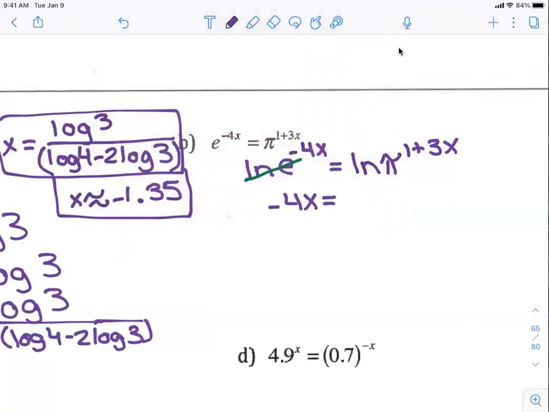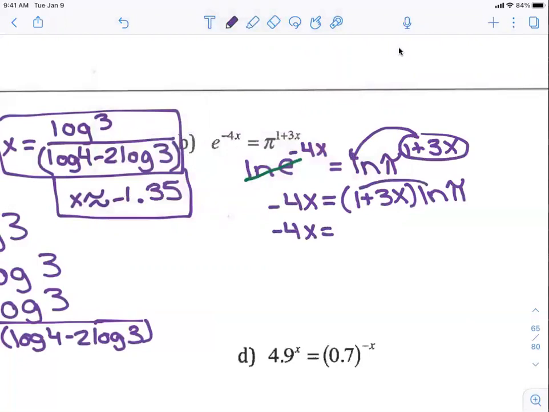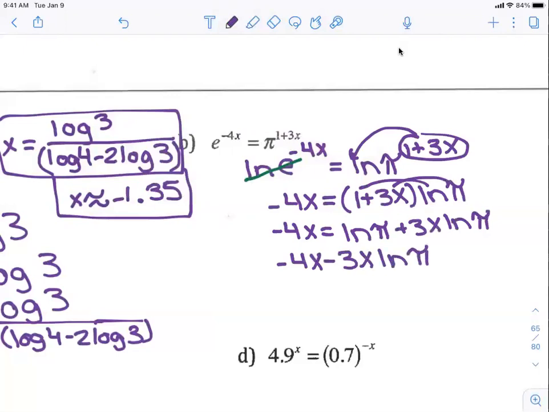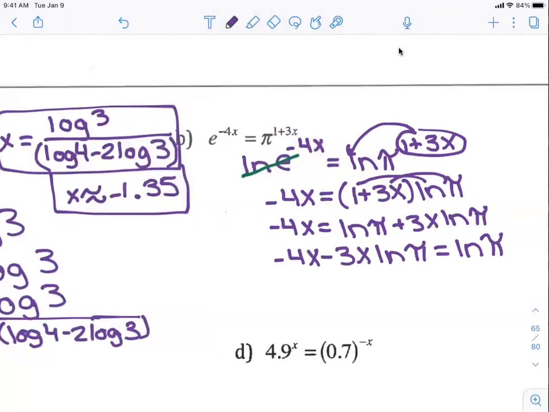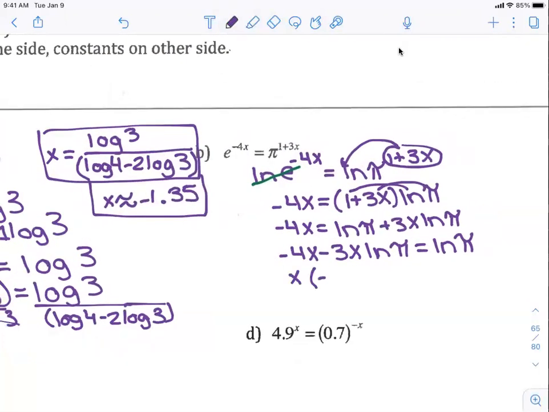By simplifying this one, I'm going to go ahead and take my exponent here and swing it to the front. So this is going to be 1 plus 3x times natural log pi. So I'm going to go ahead then and distribute. So this is going to be negative 4x. I'm distributing 1 times natural pi is natural pi, and then plus 3x times natural pi. Same thing, I'm going to go ahead and get the x's on the same side. So I'm going to have to subtract 3x natural pi, and the 1 natural pi stays on the right side. So x is on one side, then you're going to factor out an x.